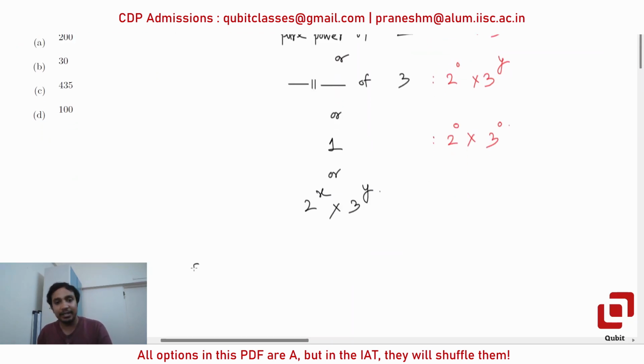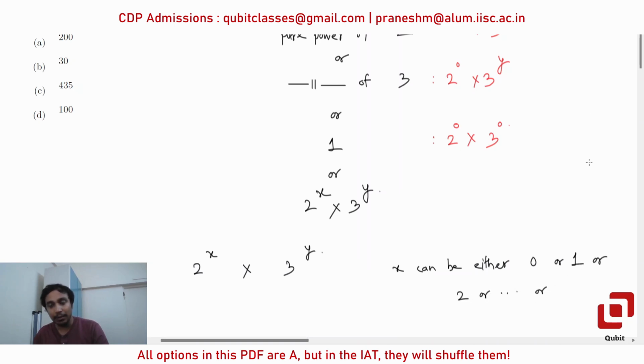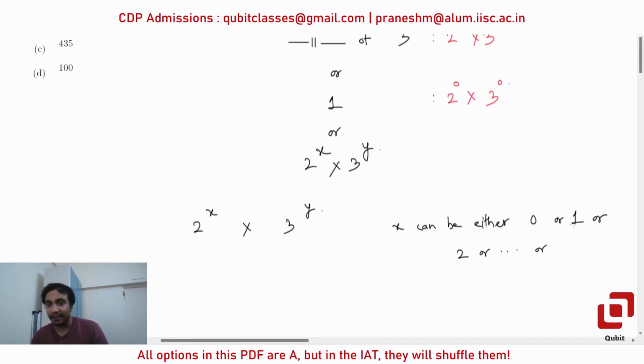I will say my factor will obviously be of this form, 2 raised to x into 3 raised to y. I'll say x can be either 0 or 1 or 2, or how far should we go? We should go till 9. So x can have 10 values. And I'm saying and, so I must use the multiplication principle there.